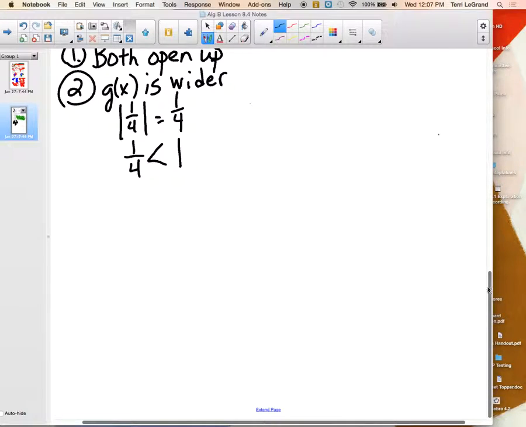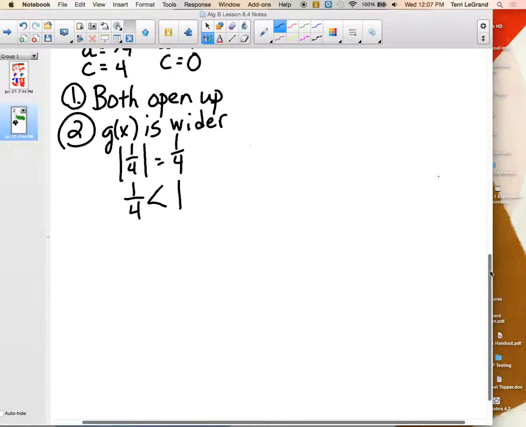I'm not making you write a whole lot of words, but you have to say enough here and show enough support for it. Number 3. Now we're going to move on to our C. The C value tells us whether the vertex moved or not. Did the vertex move? Yes. What did it do? What direction did it move? And how many units?